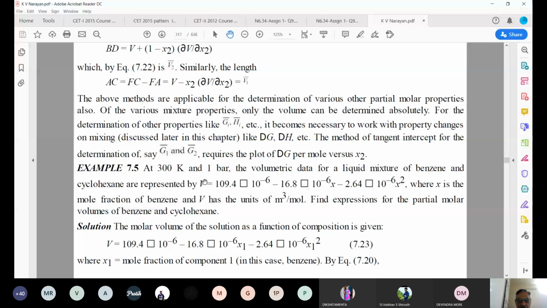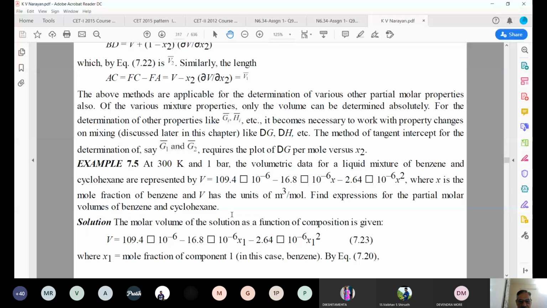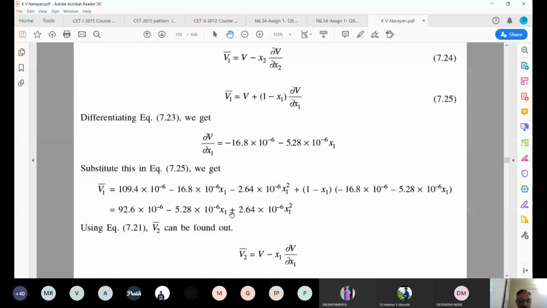The equation is given for V as a function of mole fraction. The x is the mole fraction of benzene and V has units of cubic meters per mole. Find expressions for partial molar volumes of benzene and cyclohexane. Okay, so we take this equation, and this we derived, the equation v1 bar is equal to v minus x2 double v by double x2, right? So if you put x2 is equal to 1 minus x1 and dx2 is equal to minus dx1, we will get v1 bar is equal to v plus 1 minus x1 double v by double x1. Okay, equation 7.25 we derived earlier.